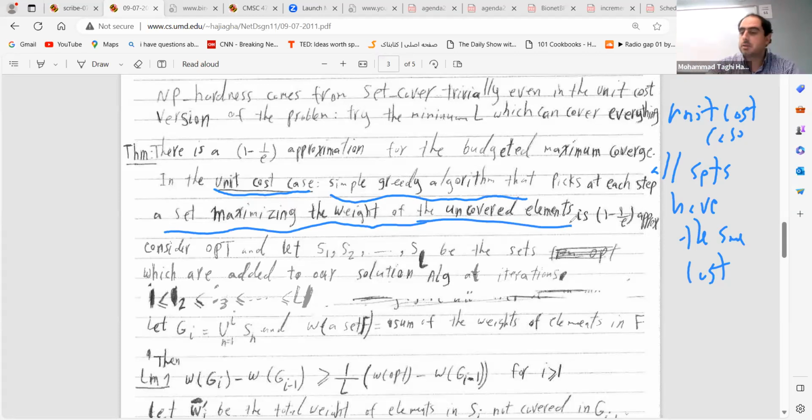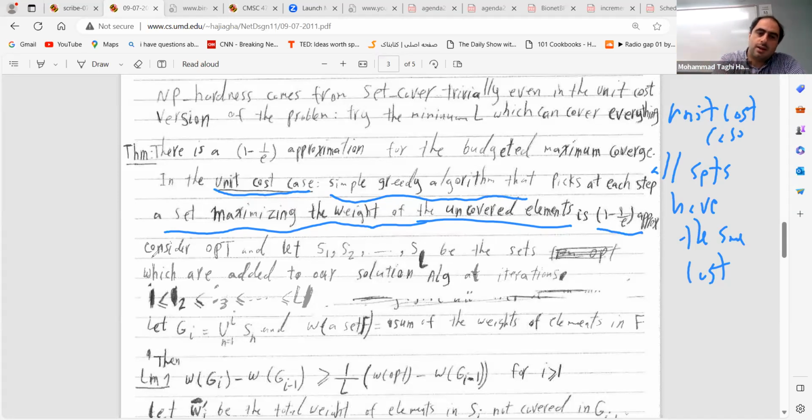Good. So consider a simple greedy algorithm that picks at each step a set which is maximizing the weight of uncovered elements. This is a very typical greedy algorithm. So at any step, I have K choices. Start with the one that covers the most, and then among the remaining ones, the one that covers the most, and so on and so forth. Now I want to say that this is a 1 minus 1 over e approximation. And then we see what about the generalization, whether it works or not, that is interesting.